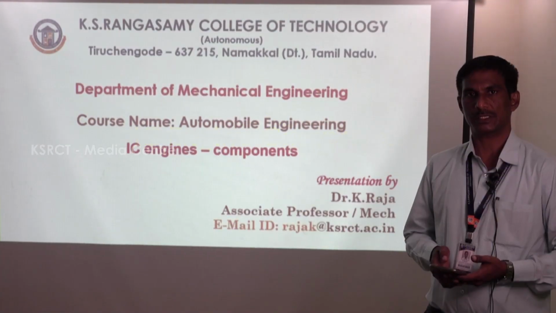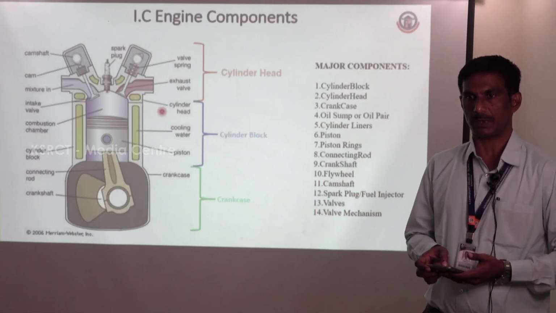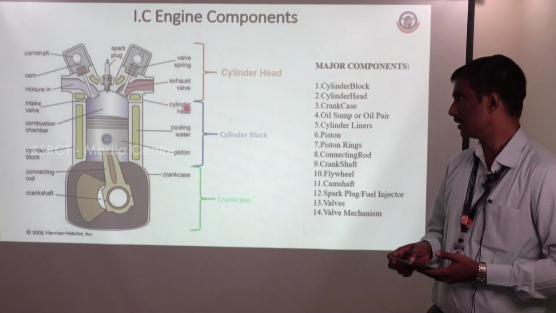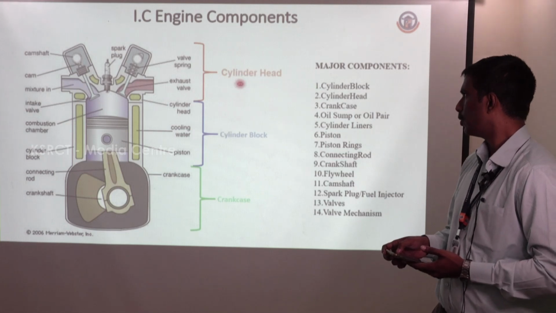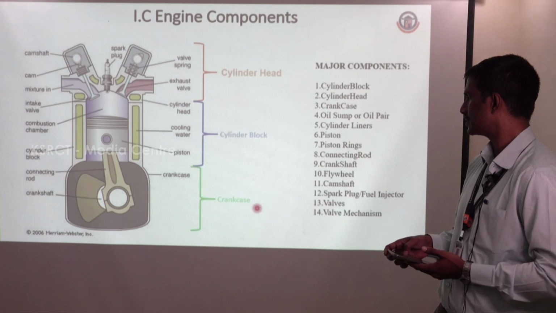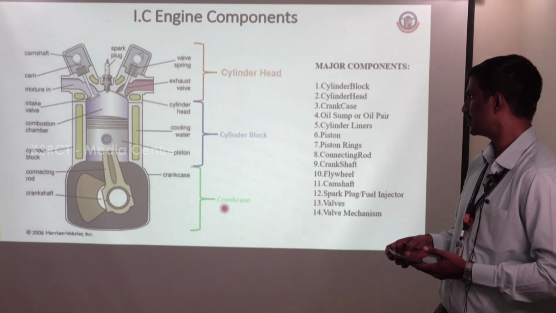Today I am going to discuss the topic IC engine components. It comes under the course subject of automobile engineering. So this is the IC engine component. You can see a number of components are present in the IC engine. The IC engine mainly has three important blocks: one is called the cylinder head, another is called the cylinder block, and another is called the crankcase. So these are the three important blocks in the IC engine.